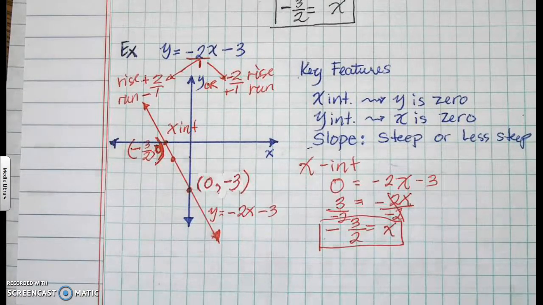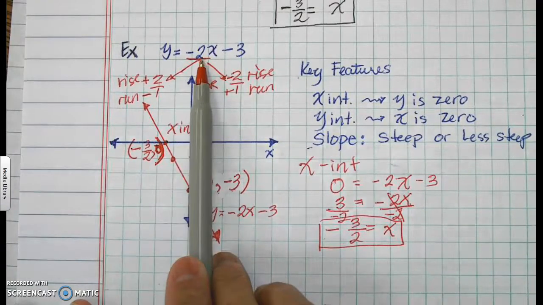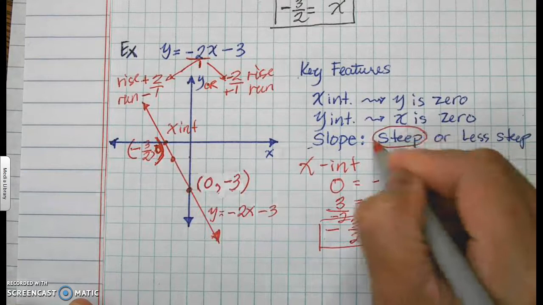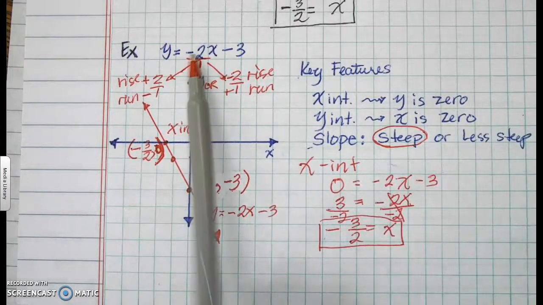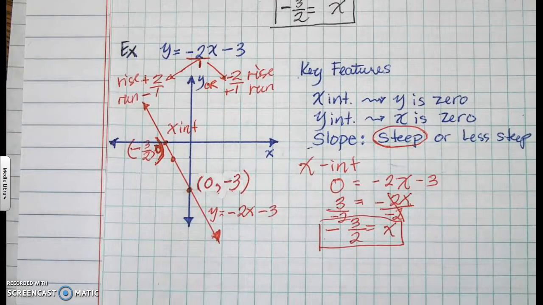Okay, so slope. Is it steep or less steep? And the answer is 2 is bigger than 1, so it is steep. Again, the negative sign only affects the direction. This line, as you can see, is going down.